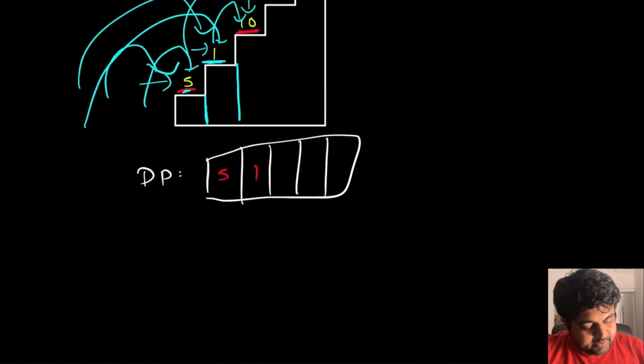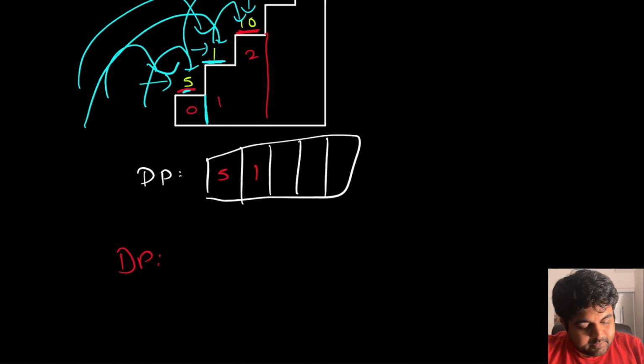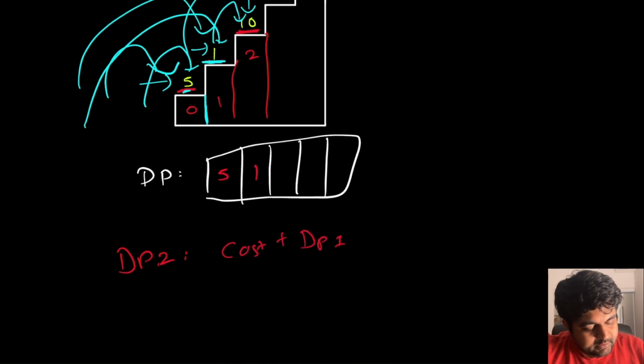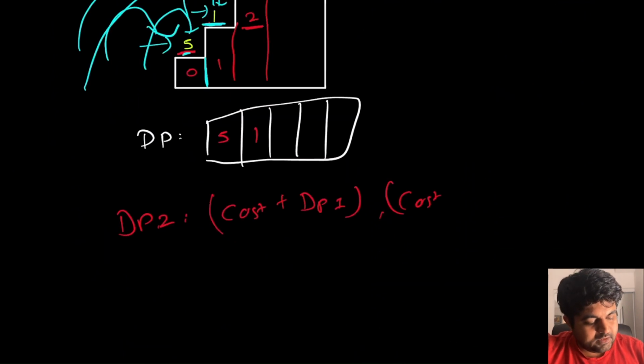So if we have to calculate the dynamic programming of this value, let's say that this is currently index position 2. So this is 0, 1 and 2. Okay, so the dynamic programming equation is going to be quite straightforward. The dynamic programming of 2 is simply going to be cost plus dp of 1, or cost plus dp of 0, where cost defines the current cost of this index. And whichever is the minimum value, we will pick that.